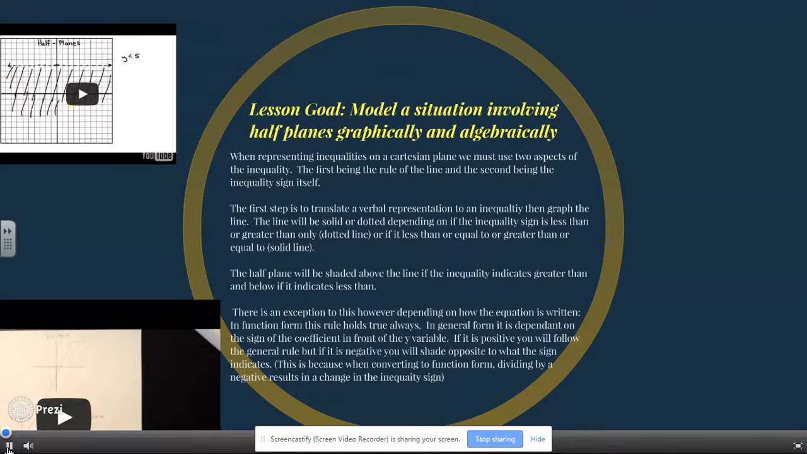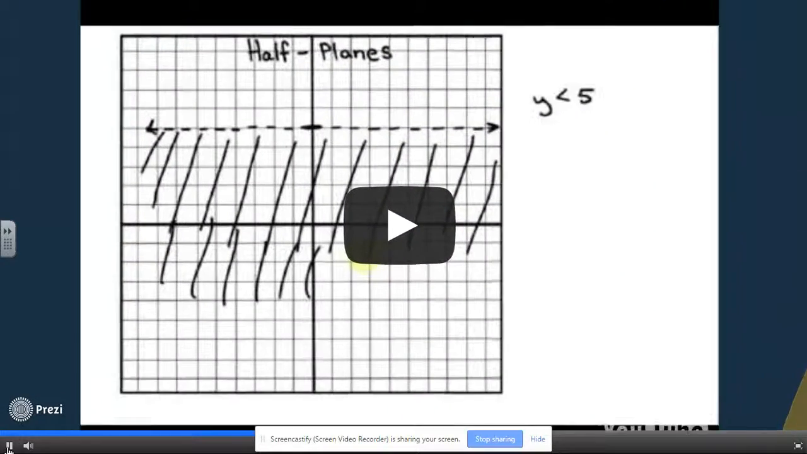In function form, this rule holds true always. In general form, it is dependent on the sign of the coefficient in front of the y variable. If it is positive, you will follow the general rule, but if it is negative, you will shade opposite to what the sign indicates. This is because when converting to function form, dividing by a negative results in a change in the inequality sign.